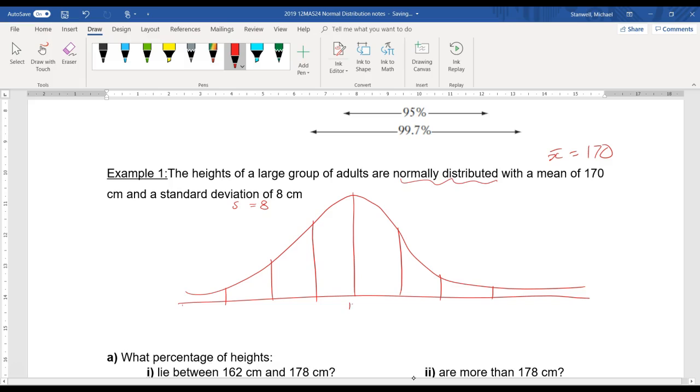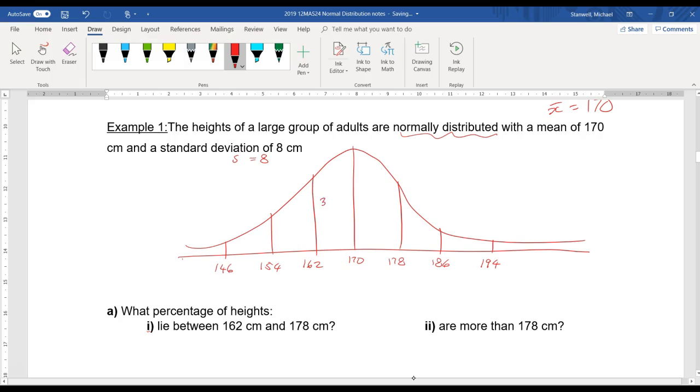Now I know my mean is 170, my standard deviation is 8, so that's 178, 186, and 194 there. And now going backwards, 162, 154, and 146. I should also write in here 34, 13.5, 2.35, and 0.15. I just remember those because I've done these questions before.